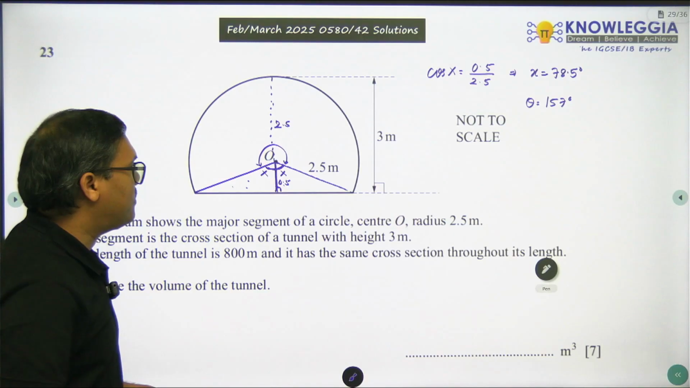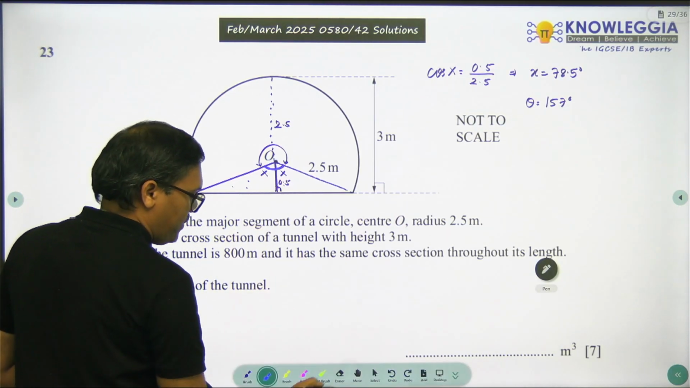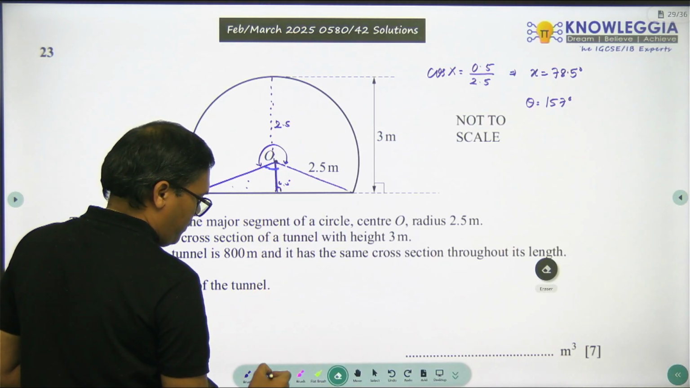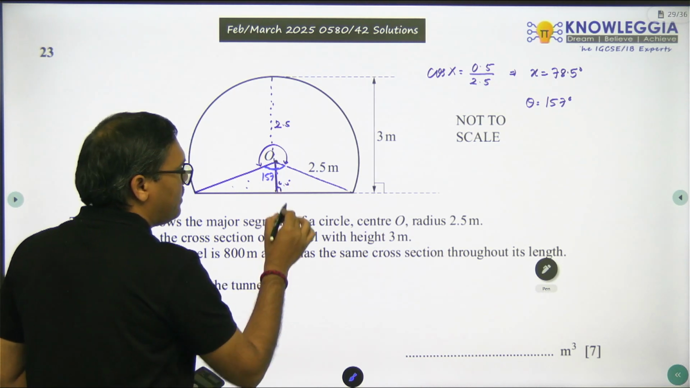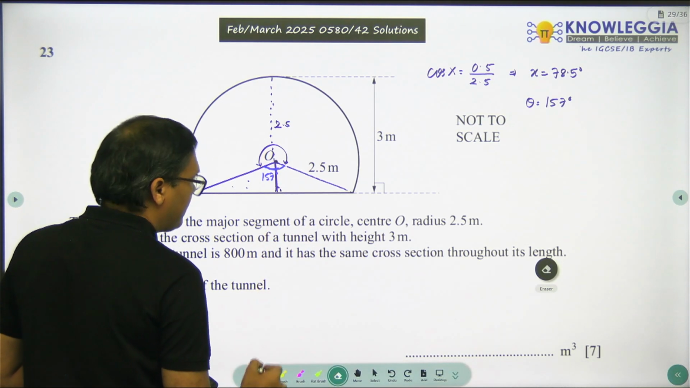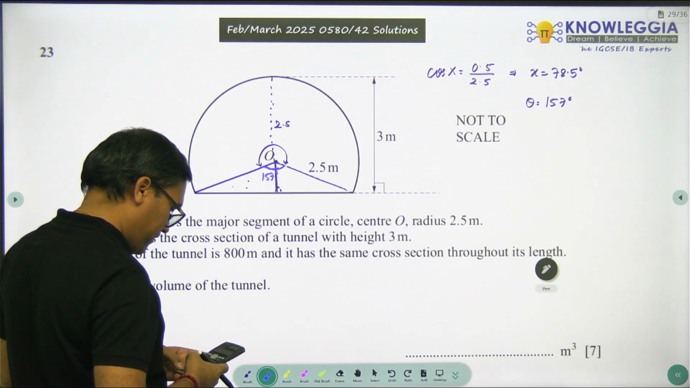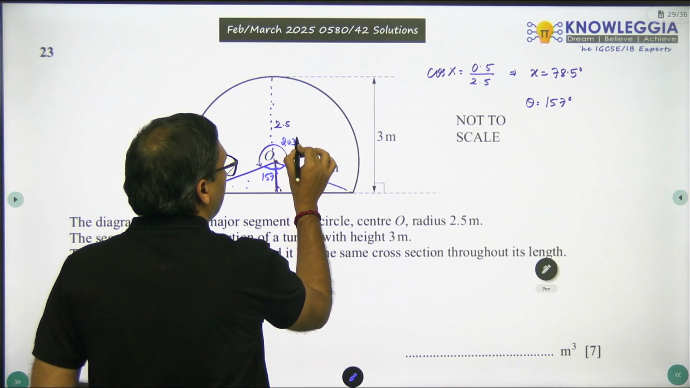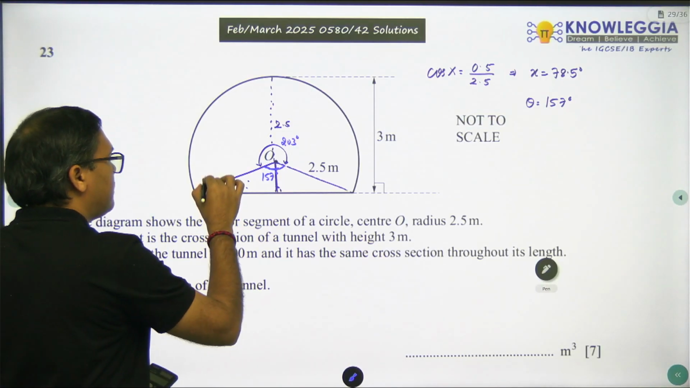So now I got this angle. This angle is 157. I hope this is clear why this is 157. Now, if this is 157, I can easily write what this is: 360 degrees minus 157, which is 203. So this angle is 203 degrees, and this is 157 degrees.